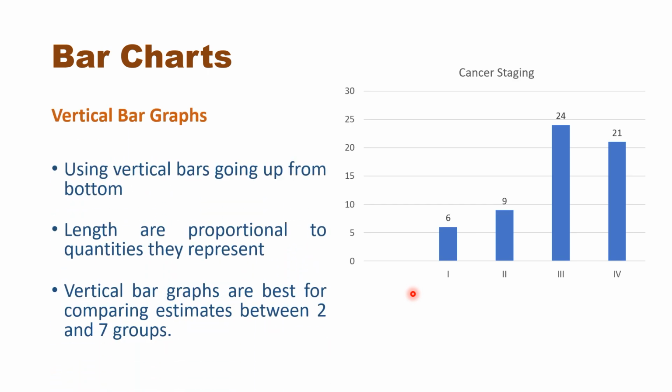First one is vertical bar graphs. In this we are using vertical bars going up from the bottom. Lengths are proportional to the quantities they represent. Vertical bar graphs are best for comparing estimates between 2 and 7 groups.